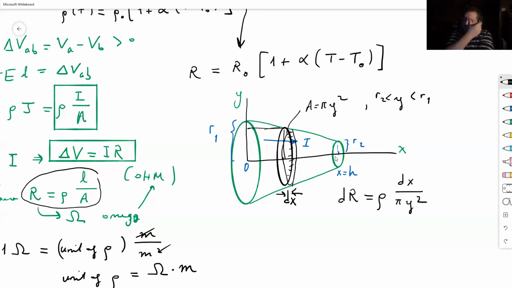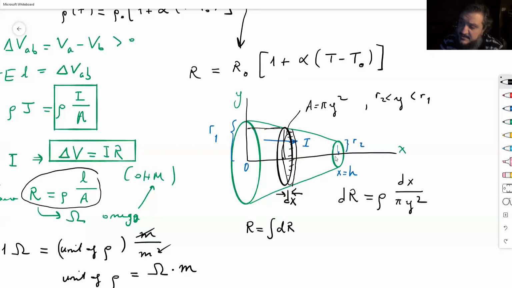Okay. So if I can find the contribution of each disk, one after another, and find the dR's for those and add them up, that should give me the actual resistance of the cone. Okay, that's the idea. So I will need to integrate. The R that I need to find will be the integral of dR, in other words. I'm going to obviously integrate over the x variable.